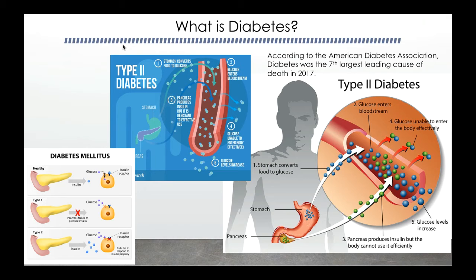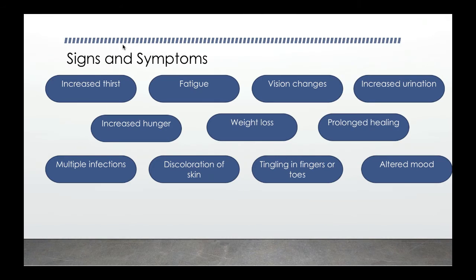So diabetes is the 7th largest leading cause of death. It was, according to the American Diabetes Association, in 2017. So that's pretty large, even though I guess a lot of times the death certificates do not always reflect that, which is very concerning, but it's a major issue.